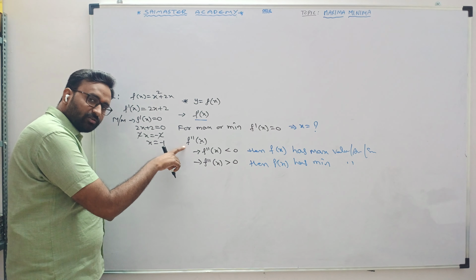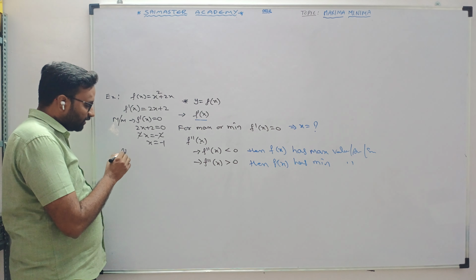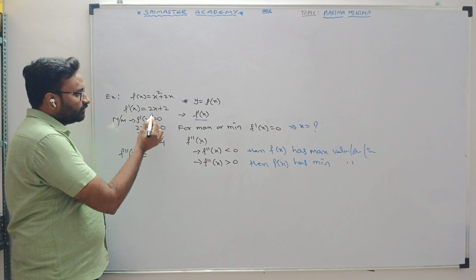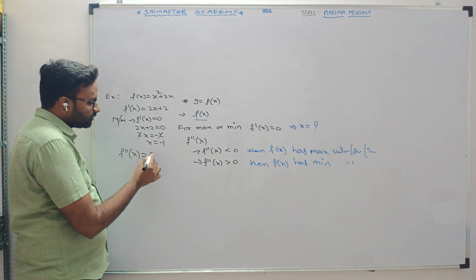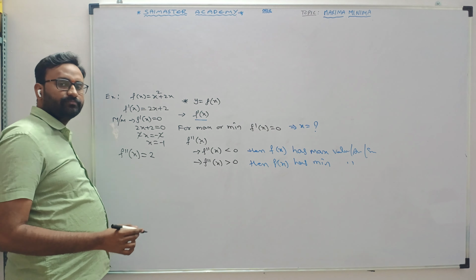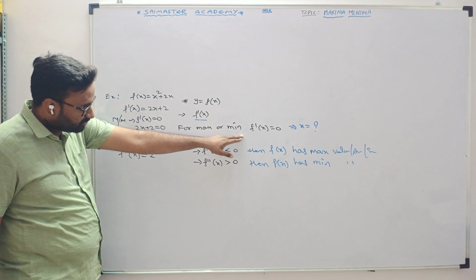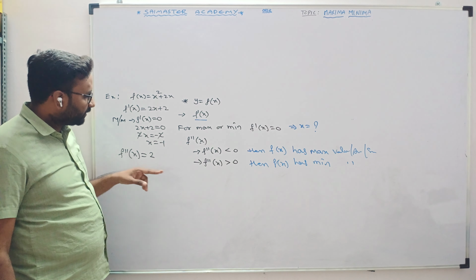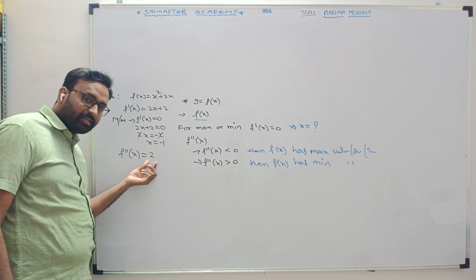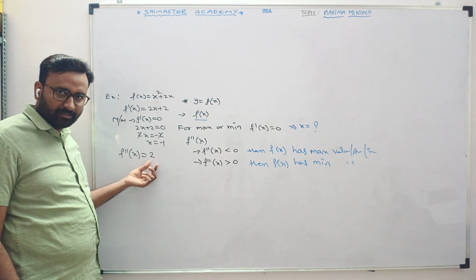And then what to do? You have to find f double dash of x, right? So f double dash of x will be the derivation of this f dash of x. For 2x the derivation is clearly 2, and for a constant the derivation is 0. See, I said what? For maximum and minimum, make f dash of x equal to 0, take the x value and substitute it in f double dash. This is the process actually. But here for f double dash of x we are getting a number directly, okay?